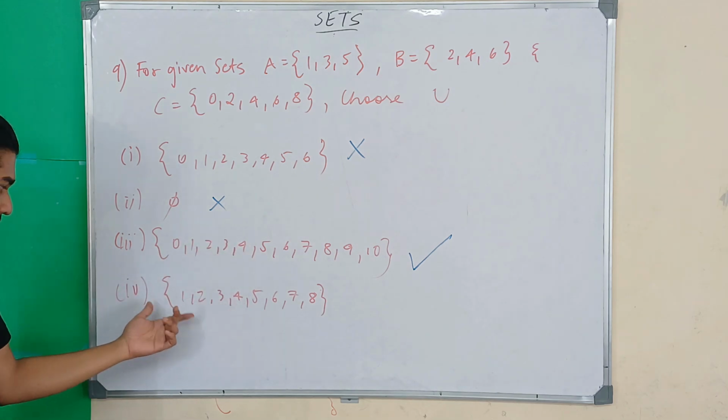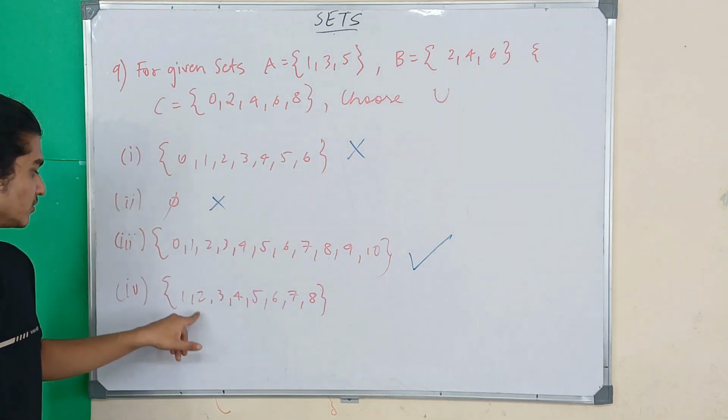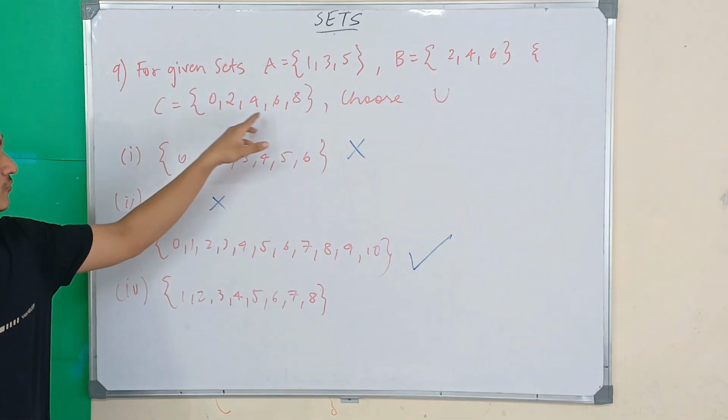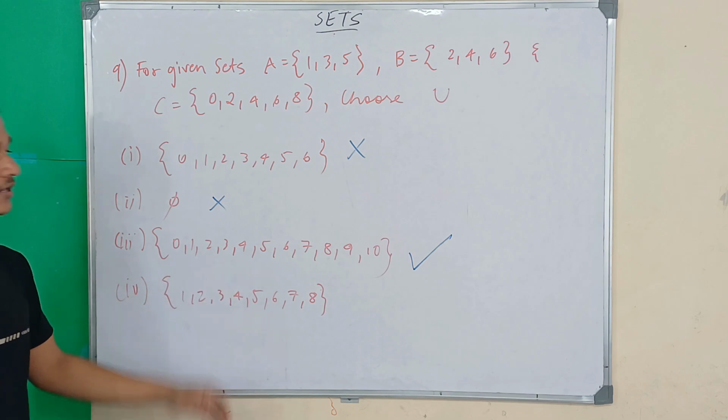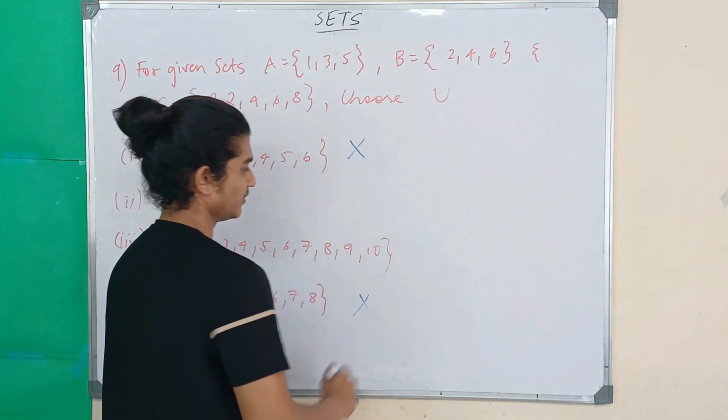Let us check with this one also. So you have 2, 1 3 5, yes, 2 4 6, yes, 0 2 4 6 8, 0 is not there, so I can't choose this as my universal set. So the earlier one is going to act as my universal set.